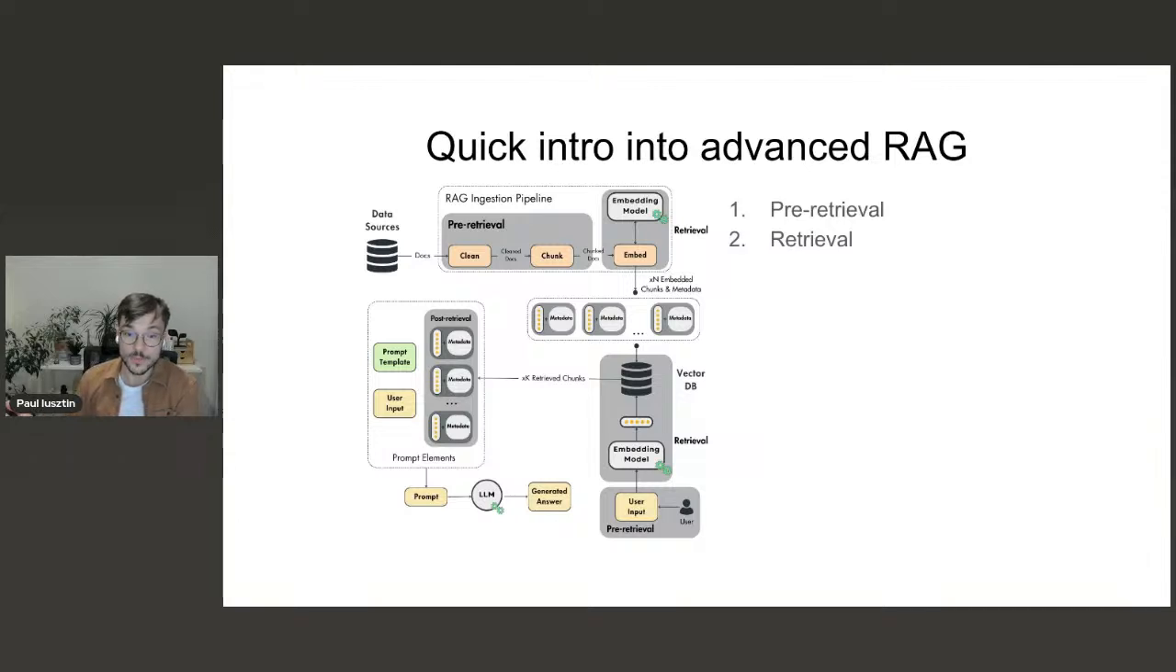Next, we can optimize the retrieval part. Again, in the RAG ingestion pipeline, we have, for example, what embedding model we use. And on the retrieval part, we could think about how we query the vector DB, for example, how we can reduce the search space to increase our probability of good hits in the vector DB.